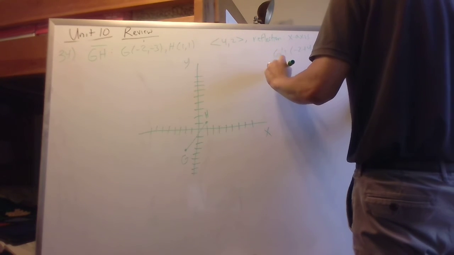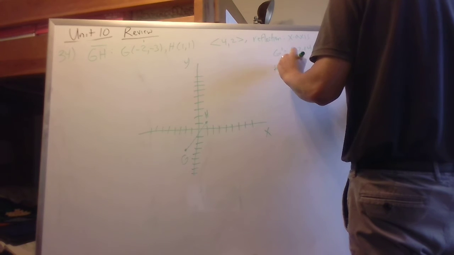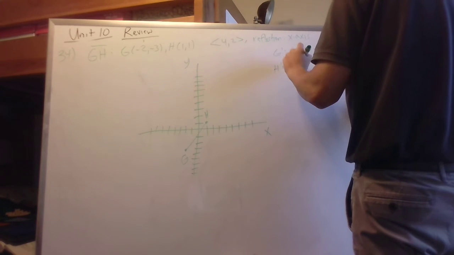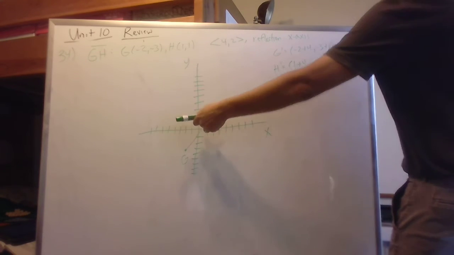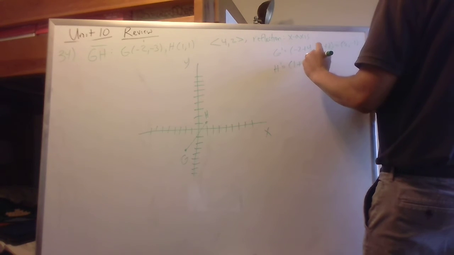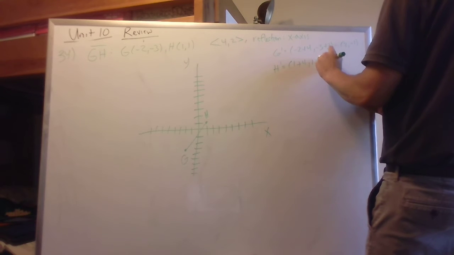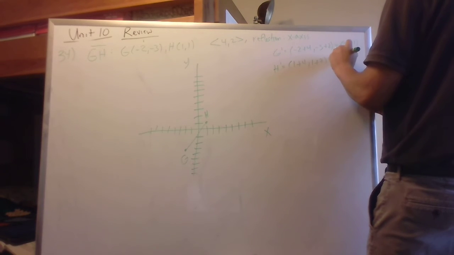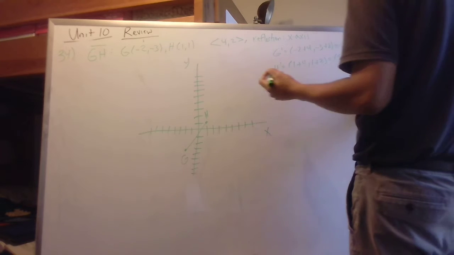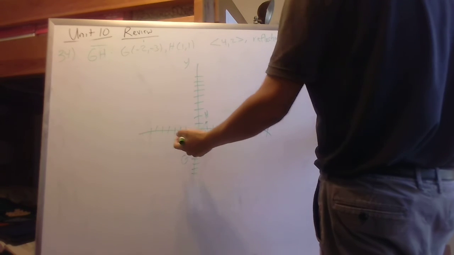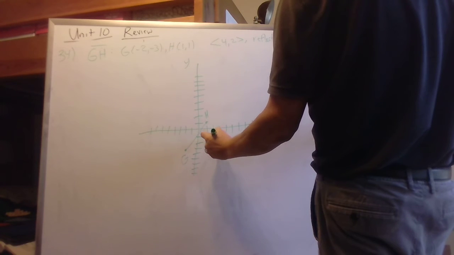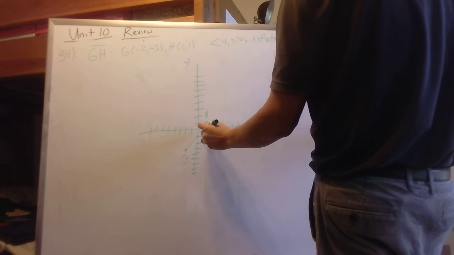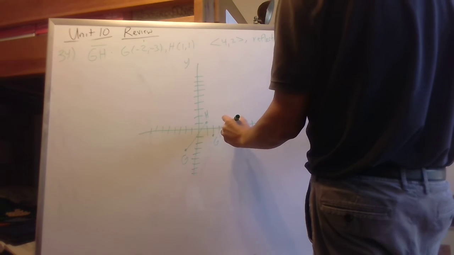And then we're going to have H prime. We're going to do the same thing. We have 1 because that's our x value. We're adding 4 because that's what we're doing to x, moving it 4 units to the right. And then we're going to have 1 plus 2. So H prime is going to be at 5, 3. So now I'm going to graph that. G prime is going to be at 2, negative 1, and H prime is going to be at 5, 3.